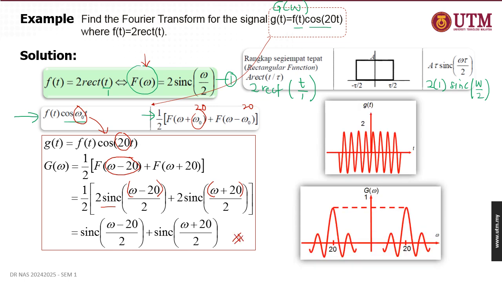So g(t) is originally a signal f(t), rectangular. You can see the rectangular shape, multiplied with a cosine function, so you can see the cosine shape inside the rectangular. So in the frequency domain, the signal will be shifted in frequency, one on the left and one on the right.